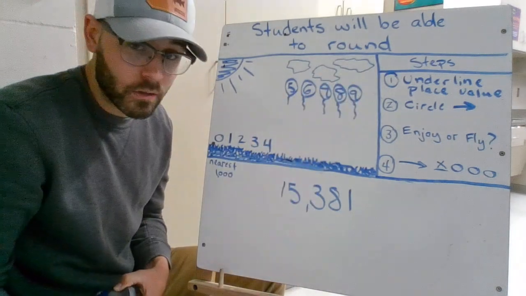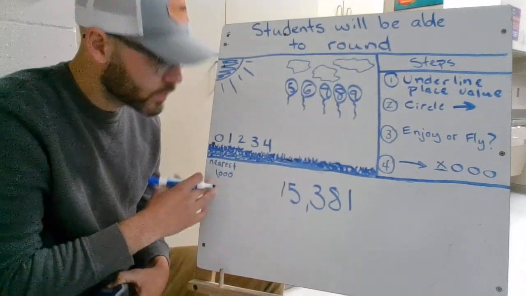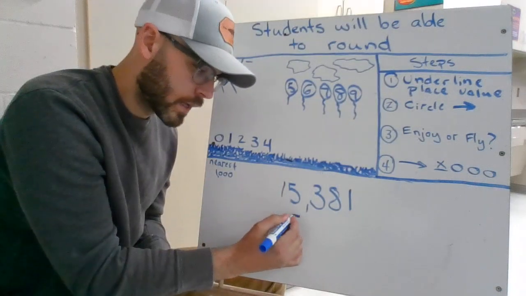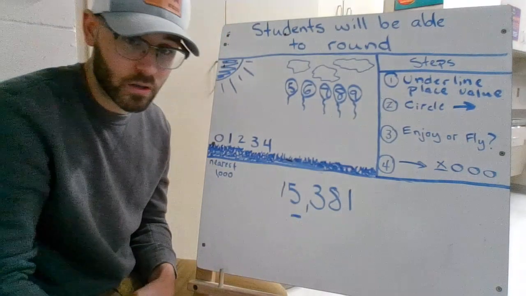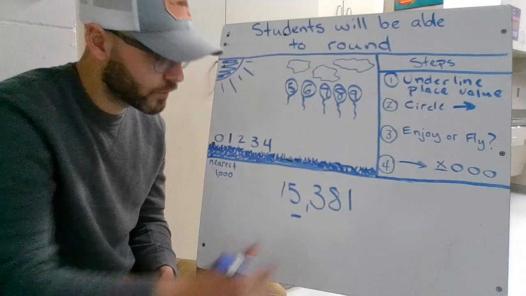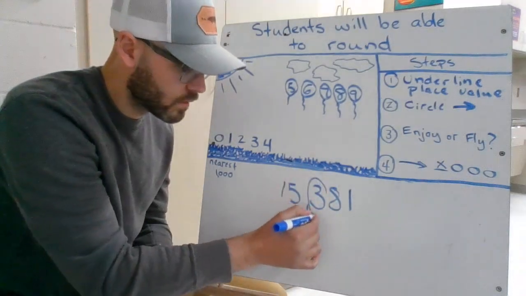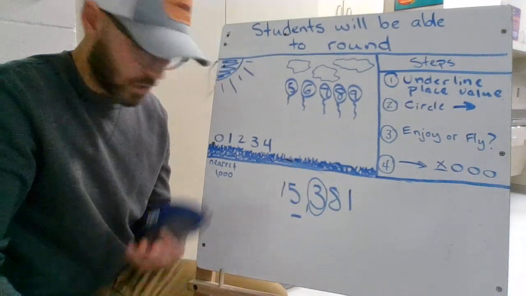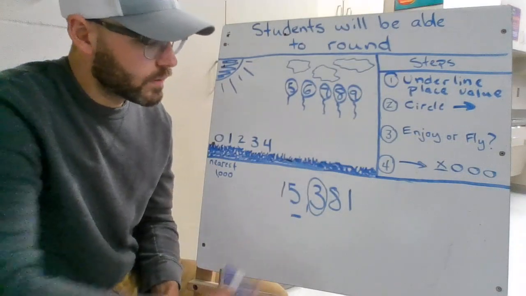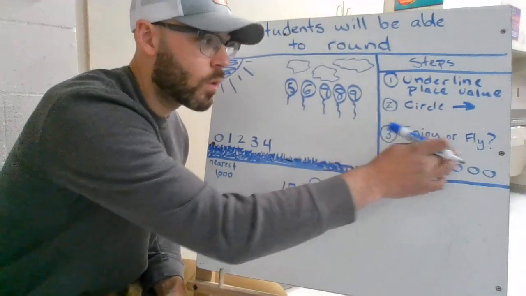Underline the place value that you're looking for. I'm rounding to the nearest 1,000, so that's the one I'll underline. By now you should know that this is the thousands place value, the 5. Circle the friend to the right. Done. Now I have to ask myself, does the circled friend enjoy its day or fly away?